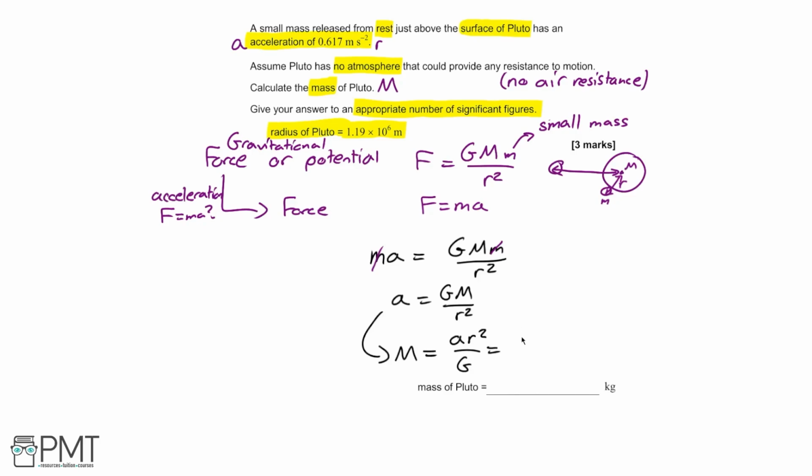If we substitute numbers in for this, we get 0.617 times the radius of Pluto squared. So we've assumed that we're right on the surface of Pluto. So we just take the object as being at a distance of the radius away from the center of Pluto, divided by Newton's gravitational constant G, which is 6.67 times 10 to the minus 11. And if you do that, then you get M is equal to 1.309945... times 10 to the 22.